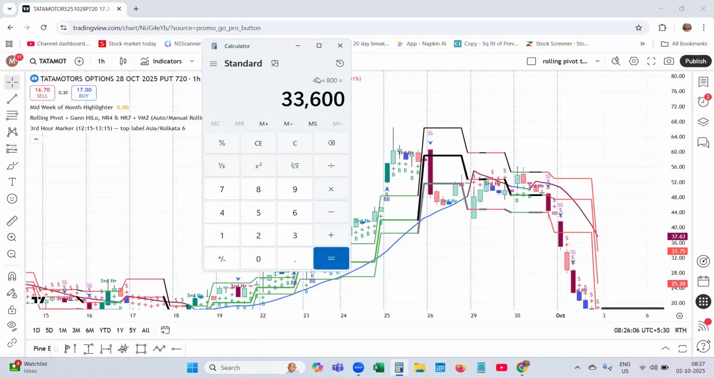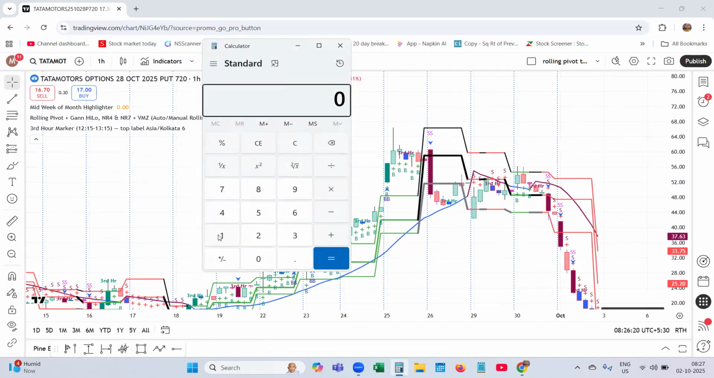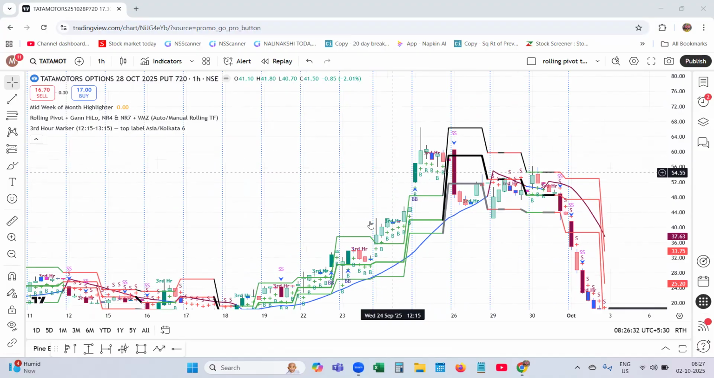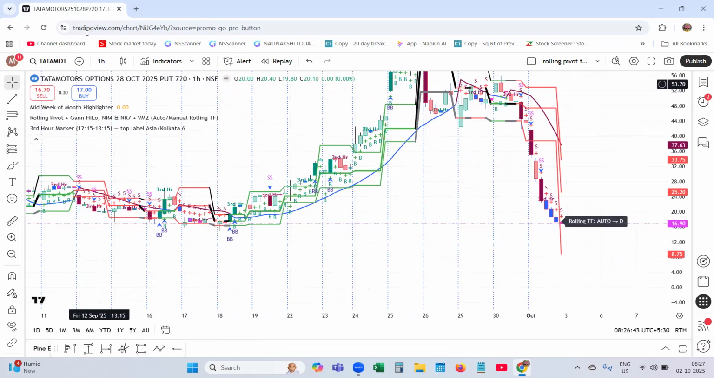Like this, you can select 33,600. You could have made it within 1, 2, 3, 4 days. 4 days for the investment of 18 rupees multiplied by 800, 14,000. You doubled your money, 100% return from this. Like this, you can select the stocks, and now it has come back to the level where it started, 16 rupees. It has fallen because Tata Motors has gained.